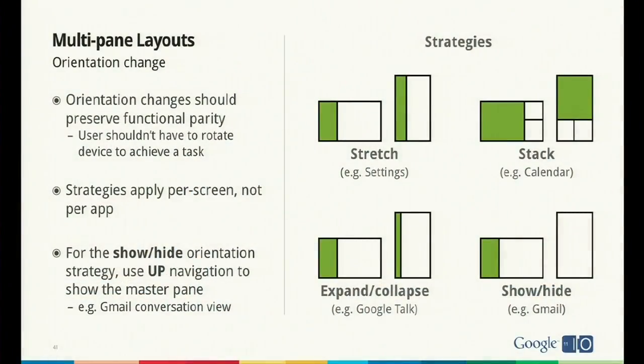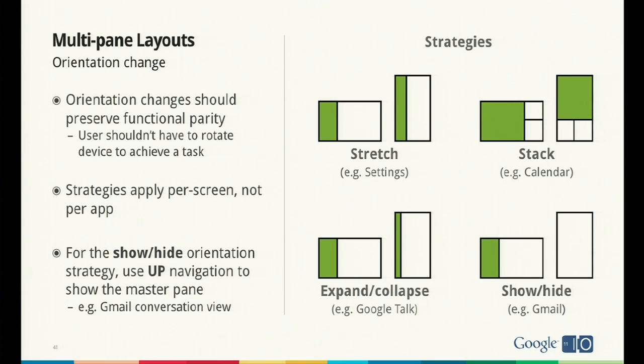So the simplest strategy is stretch. If I've got two columns, one of them just gets smaller and smaller and smaller. If you look at settings, that's how we deal with that. You have a left-hand list which enumerates all of the settings on the device, and that shrinks as we go into portrait.